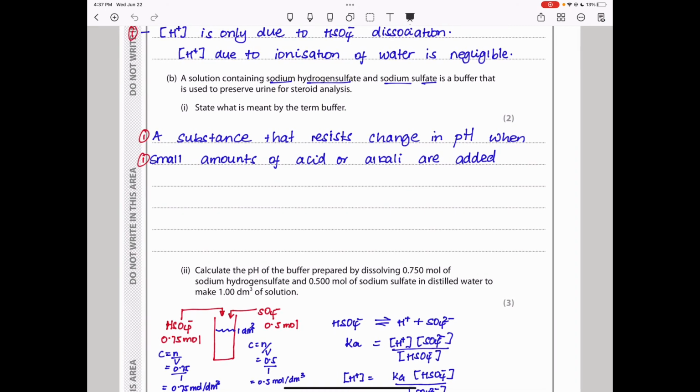And then here we're going to say a solution containing sodium hydrogen sulfate and sodium sulfate is a buffer that is used to preserve urine for steroid analysis. State what is meant by the term buffer. A buffer is a substance that resists change in pH. That is one mark. Then the second mark, you have to say when small amounts of acid or alkali are added.